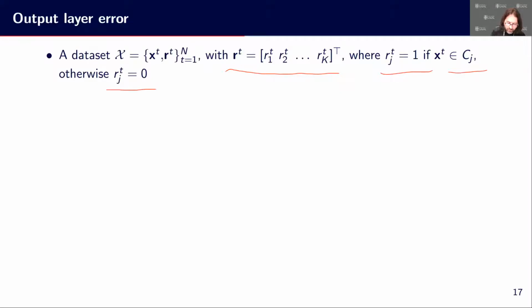For example, if we're dealing with 3 classes and our data is coming from the second class, we will have a vector of 0, 1, 0. That means that we have an instance that is coming from class 2, and because this is r_2^t, it is equal to 1, and the other r's are equal to 0 because it is not coming from C1 nor C3.